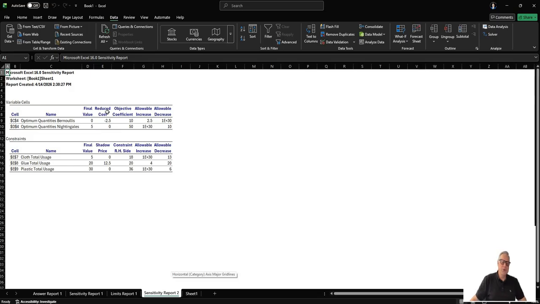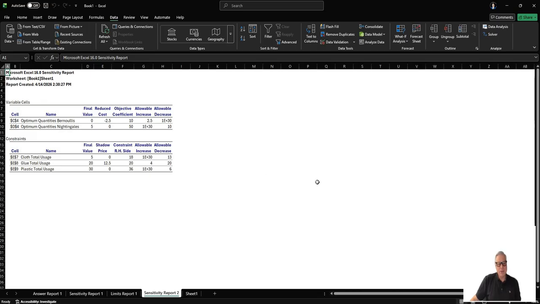So now we have a new situation. Now it says reduced cost is negative 2.5, and it says final value 0. So what that means is, we produce 0 Bernoullis, right? And now we see next to the Bernoullis of 0, the reduced cost of 2.5.